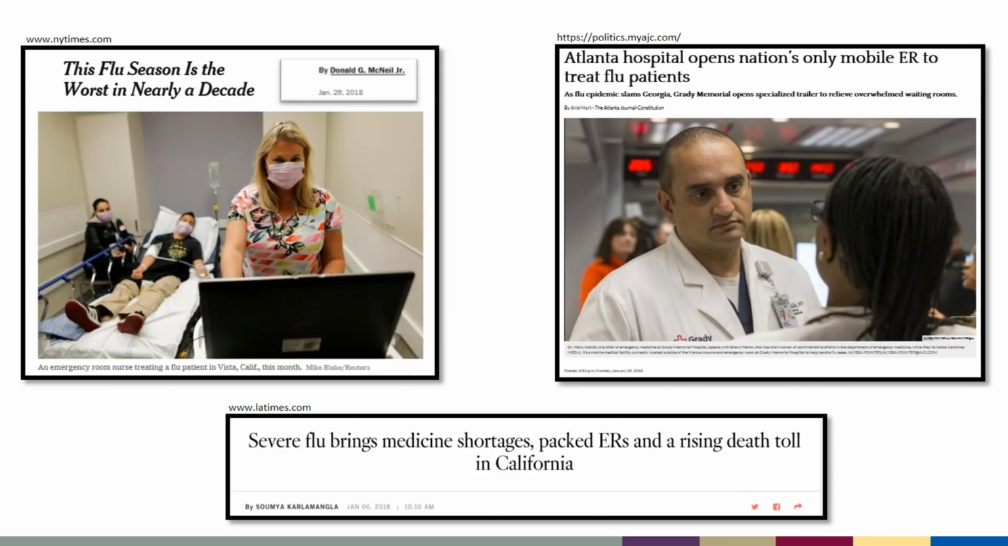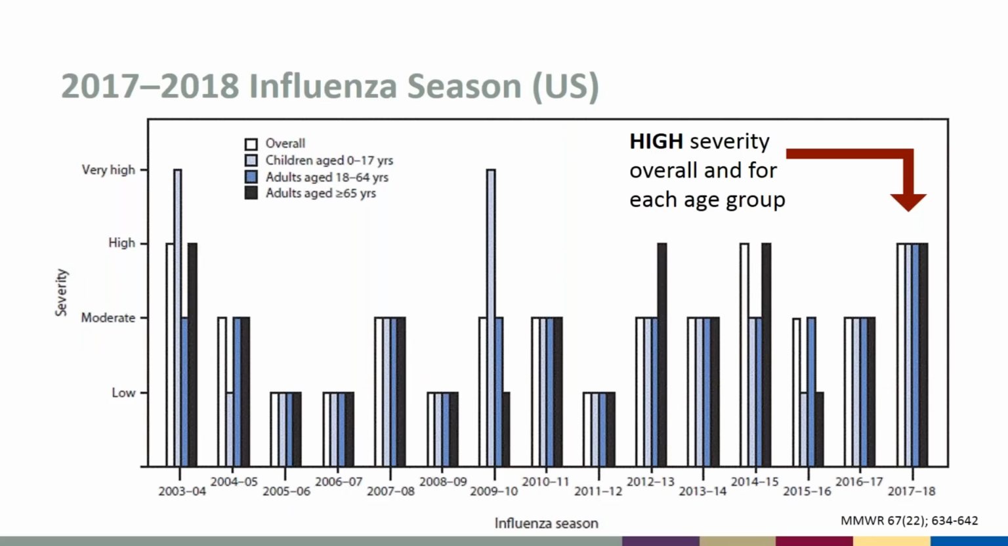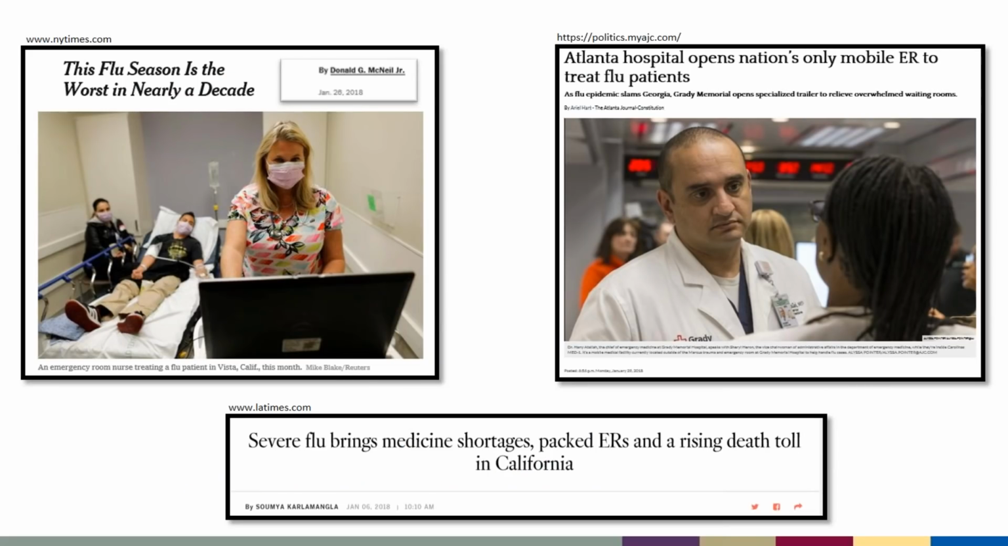So the 2017-18 influenza season was certainly remarkable. Oops, sorry, I'll go back a slide. It made headlines such as "the flu season is the worst in nearly a decade" from the New York Times. In Atlanta, one of our major city hospitals opened a mobile ER to treat flu patients, and that's an article from the Atlanta Journal-Constitution. And in Los Angeles, the Times reported medicine shortages, packed ERs, and a rising death toll due to flu.